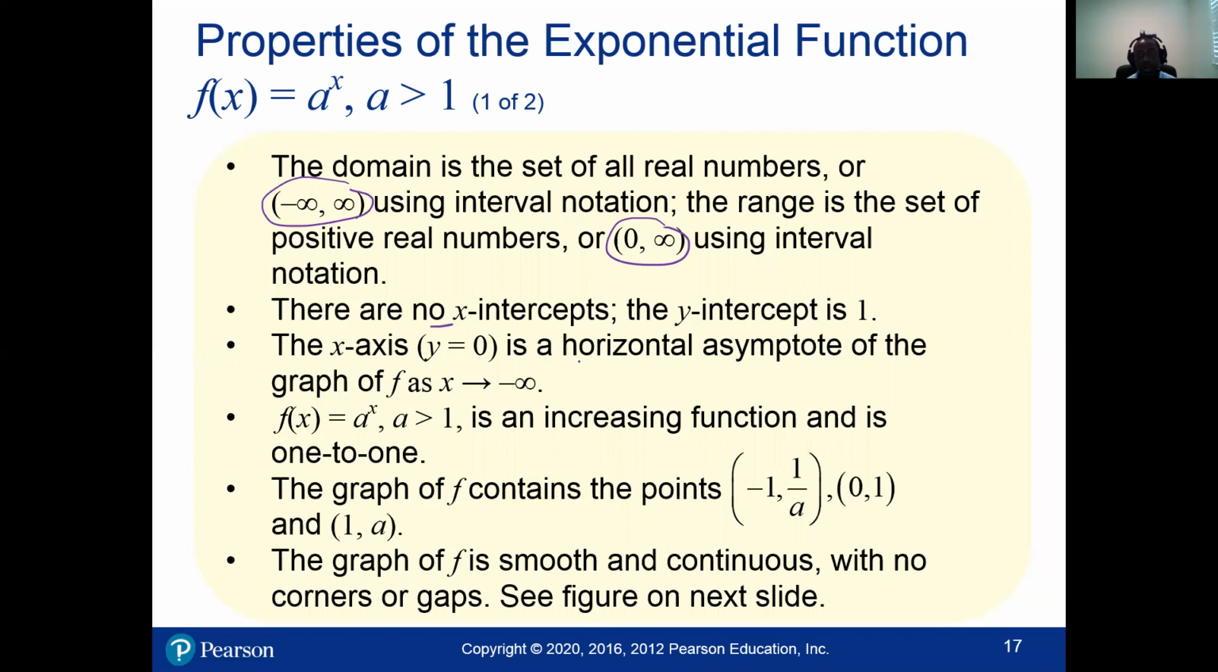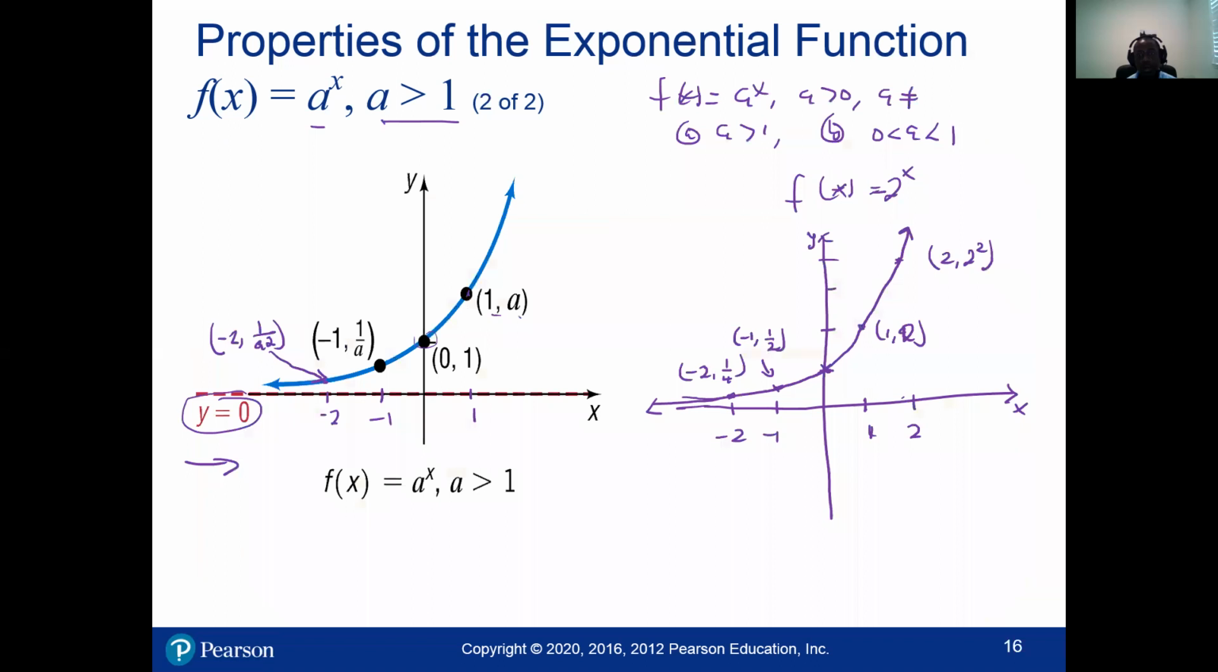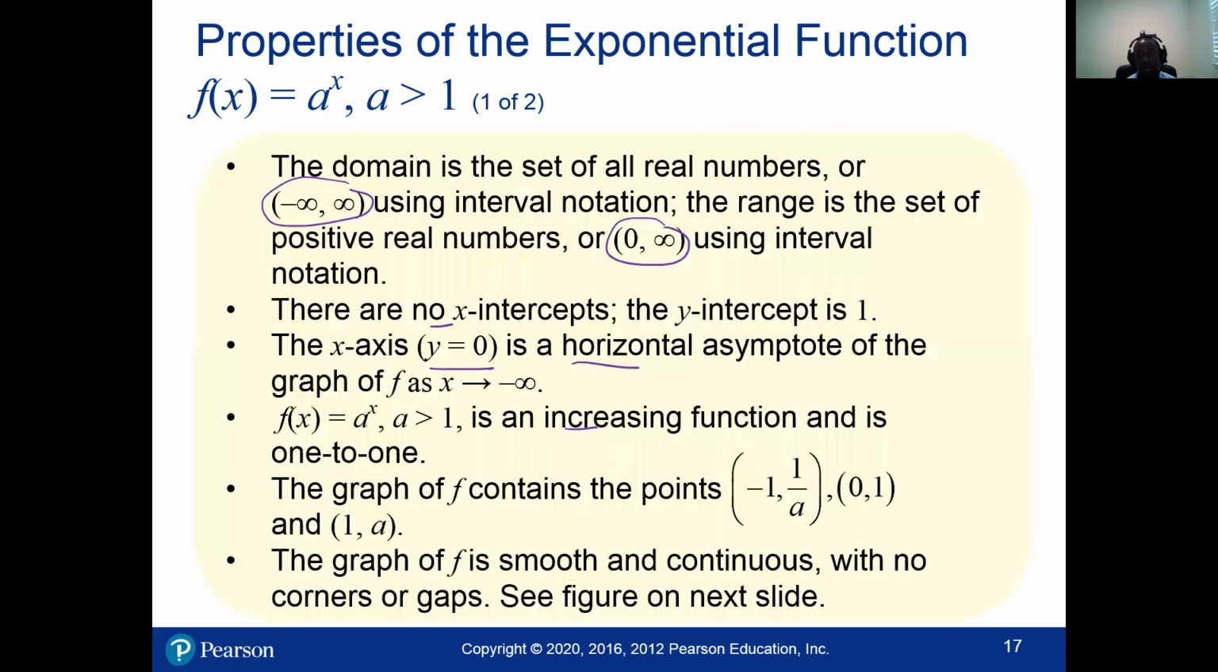The horizontal asymptote is the line y equal to 0. And this is an increasing function, and it is 1 to 1. All right, let's go back and show why it is 1 to 1. Well, it is a function because it passes the vertical line test. It is also 1 to 1 because it passes the horizontal line test. The graph contains these points as I've explained. It's always going to pass through that, and it is smooth and continuous with no corners or gaps.